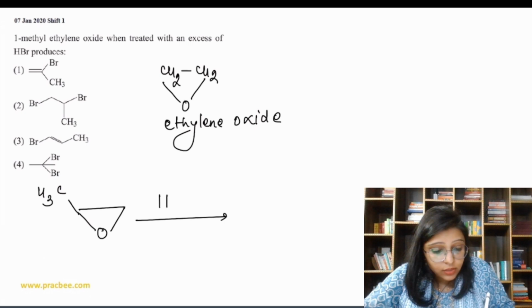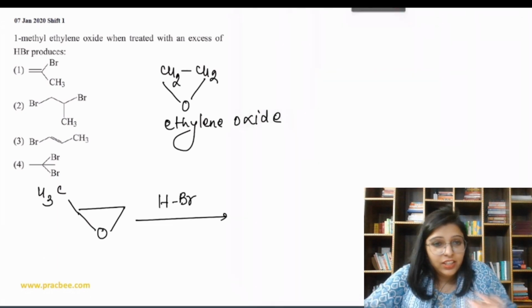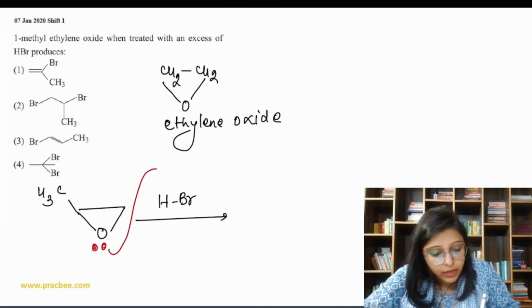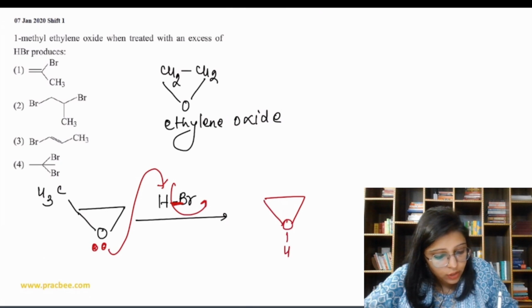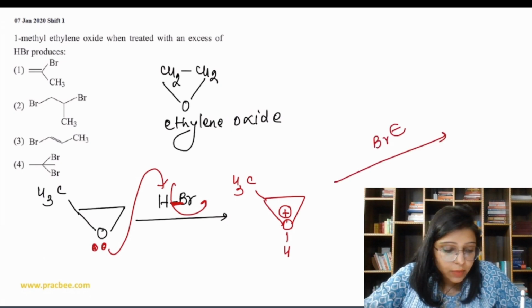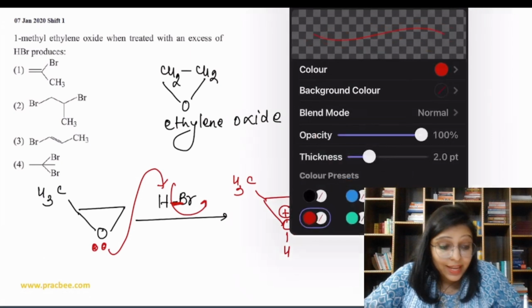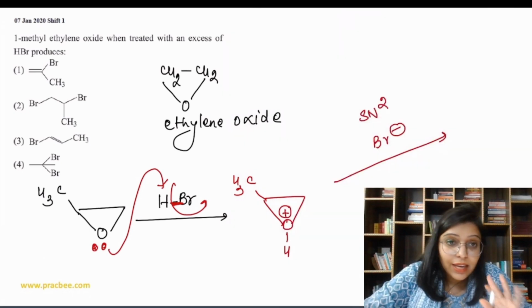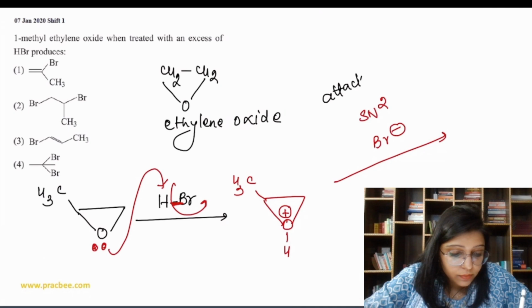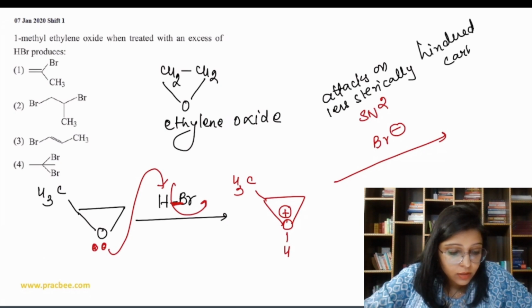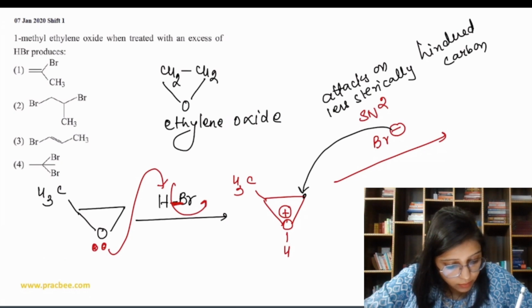When treated with excess of HBr, see, this is an ether. Ether shows one kind of reaction. The lone pair of oxygen attacks H plus and this Br leaves. So we have OH positive and here we have CH3. Okay? Now this Br minus does an SN2 attack. It means it attacks the less sterically hindered carbon.